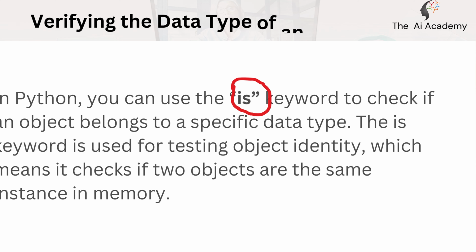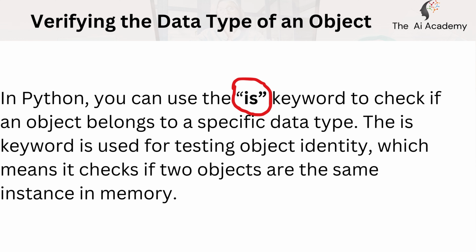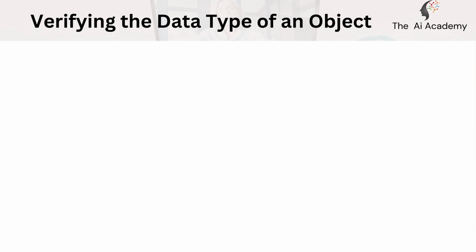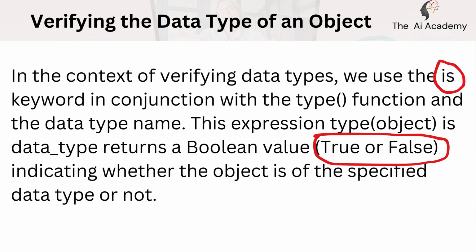Verifying the data type of an object. In Python, you can use the is keyword to check if an object belongs to a specific data type. The is keyword is used for testing object identity, which means it checks if two objects are the same instance in memory. In the context of verifying data types, we use the is keyword in conjunction with the type function and the data type name.